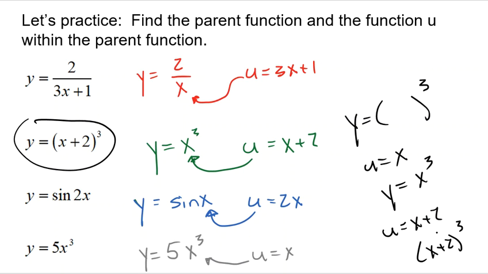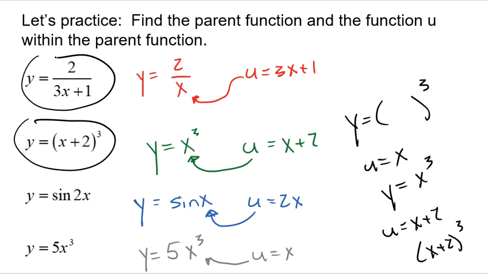So again, look at the functions as, don't even look at them with an x. Look at it as something, right? So this first one right here is 2 divided by something. And if we make that x, well, then it's 2 divided by x. If we make that 3x plus 1, then it's 2 divided by 3x plus 1.